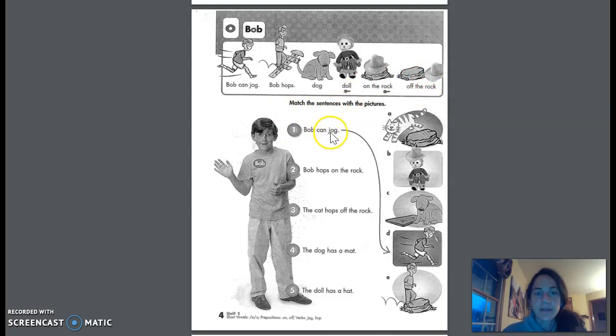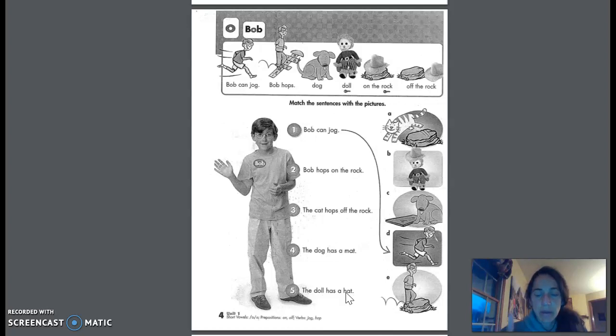So now we're going to look at the sentence with the illustration. Bob can jog. Bob hops on the rock. The cat hops off the rock. The dog has a mat. The doll has a hat.